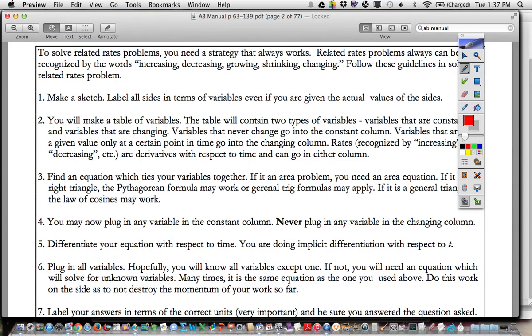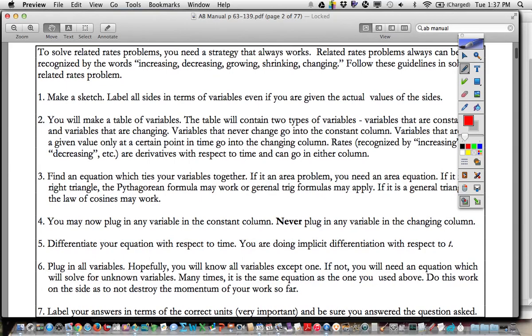Now they say make a table of variables. I would not make a table of variables, but you saw me write down some of those variables. I wrote down x prime, I wrote down y prime. What am I trying to find? What are they giving me? That kind of thing. Some are constant, some are changing.